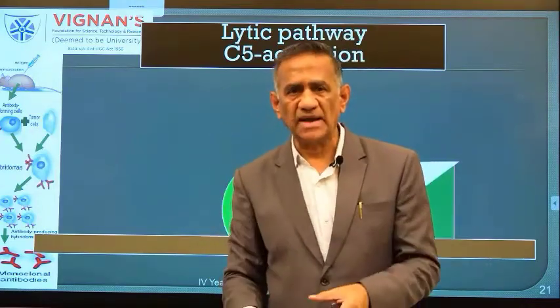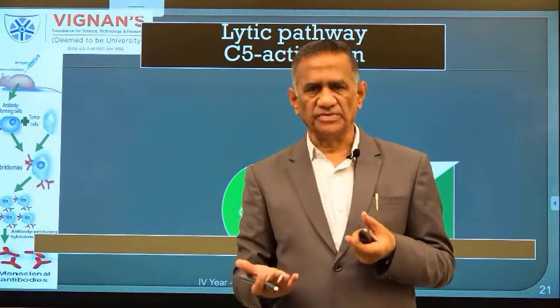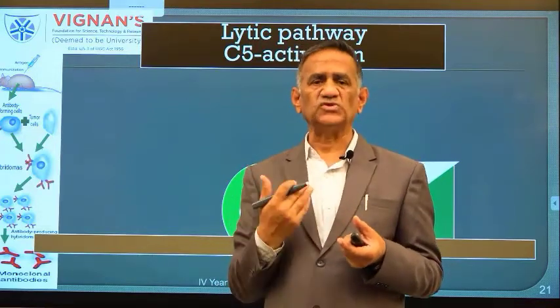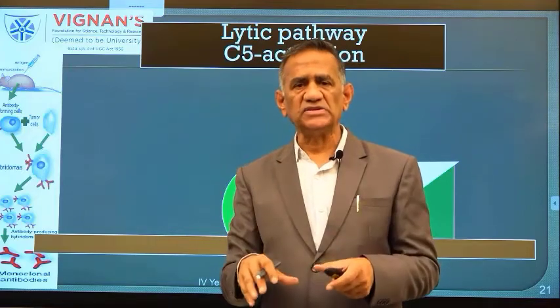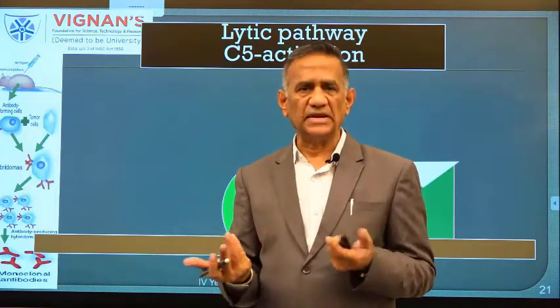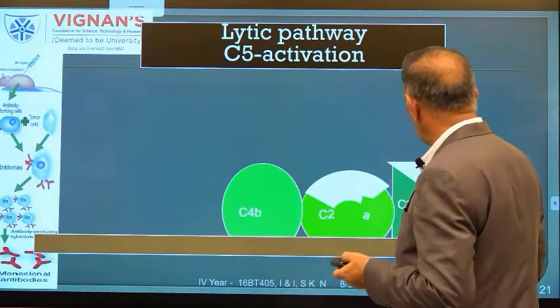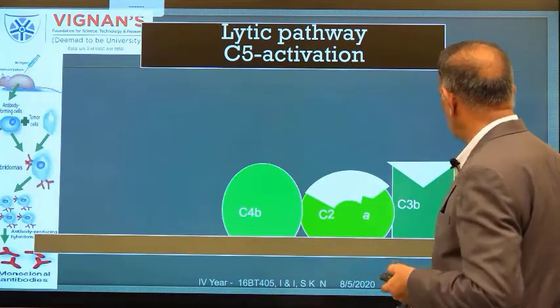Why make holes on the bacterial cell membrane? This is one type of defense mechanism that the host system has. If you make the perforations, bacteria ooze out, so the bacteria no longer survive. Okay. So now let us see C5.